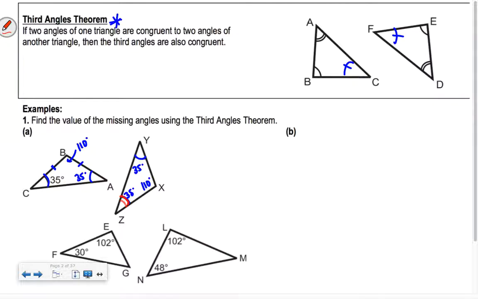All right, so B. So we have 30 and 102, so they add to be 132. Yeah, so we have 48 left. Well, that looks good over here, right? Because I have 48 and 102, so what's the last one? 30, right?